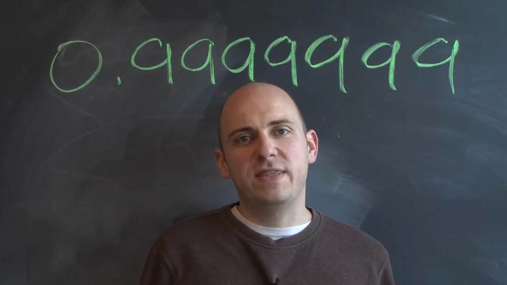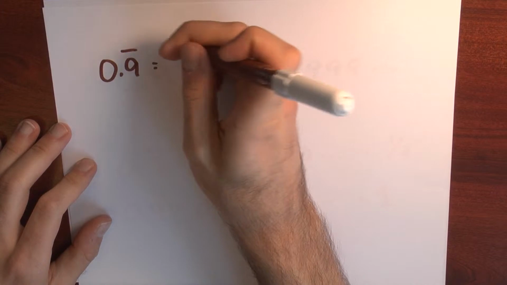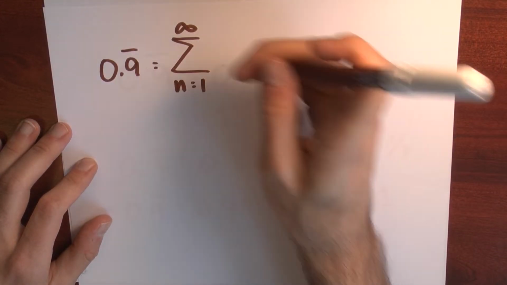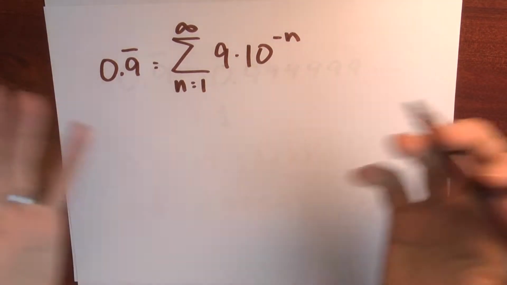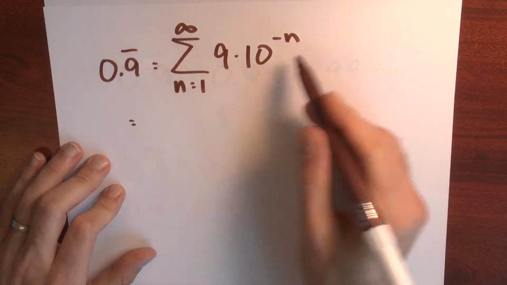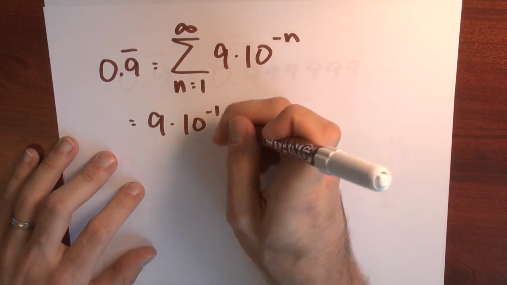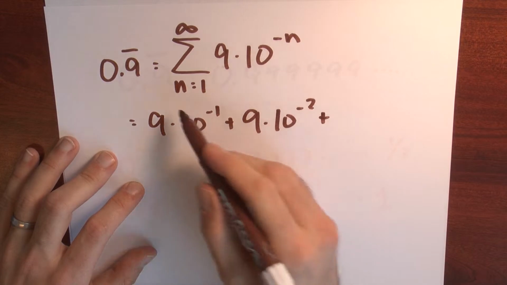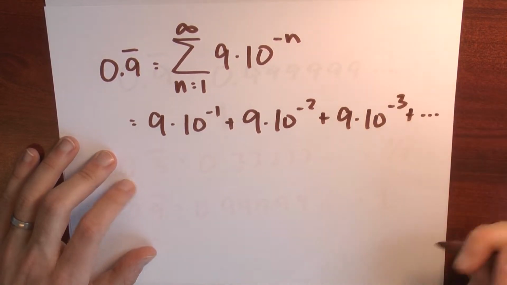We can also formulate this in terms of a series. So I can instead think about it this way. 0.9 repeating is the sum, n goes from 1 to infinity, of 9 times 10 to the negative n. Why is that? What's the first term here? What happens when I plug in 1? That's 9 times 10 to the negative first power. When I plug in n equals 2, that's 9 times 10 to the negative second power. When I plug in n equals 3, that's 9 times 10 to the negative third power, and so on.